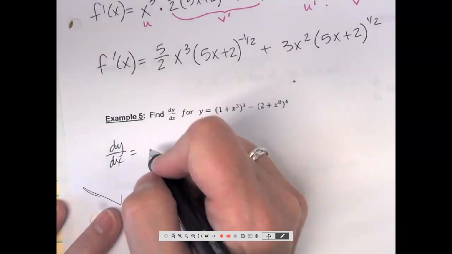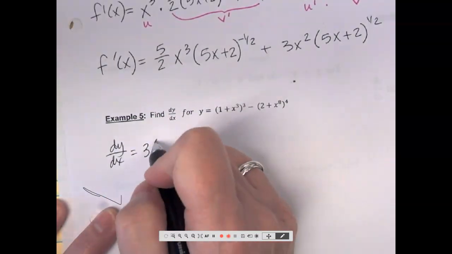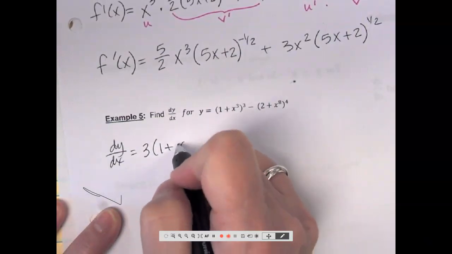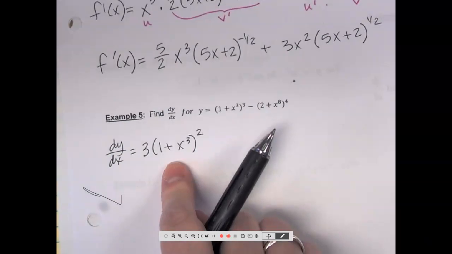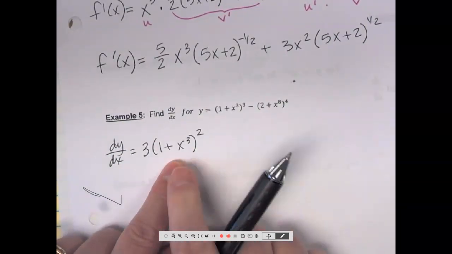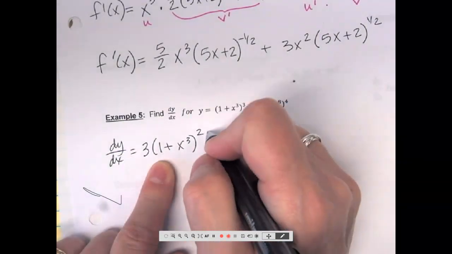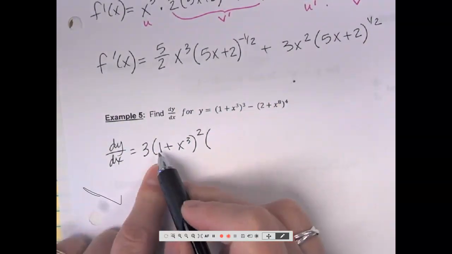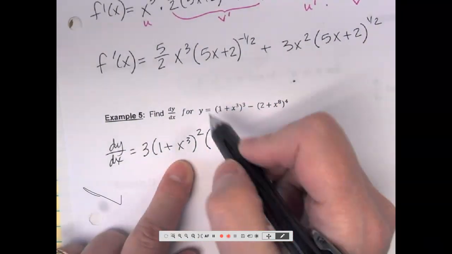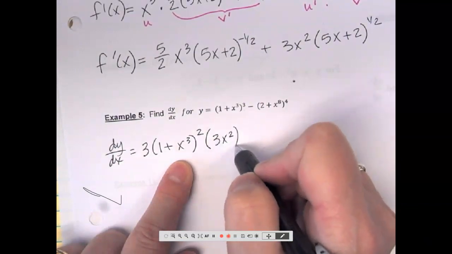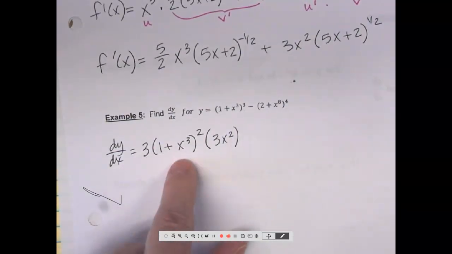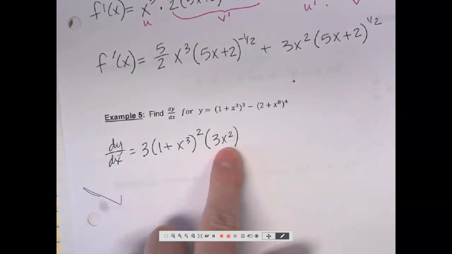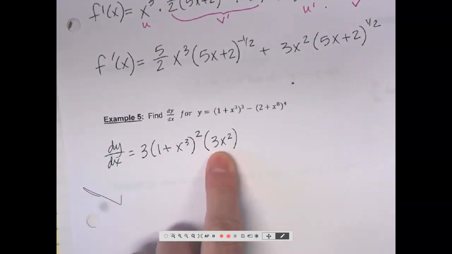Bring it down front. 3. And then that stuff is now squared because I subtracted 1 from the exponent. But I have not taken the derivative inside here, so I'm going to multiply. Derivative of 1 is 0. 3x squared is that derivative. That takes care of that whole first term. Brought the 3 down. That stuff is now raised to the 2. Multiply by the derivative inside the parentheses.